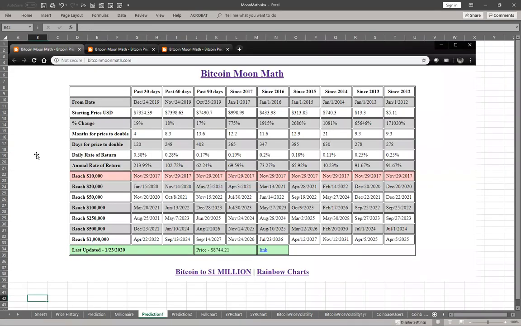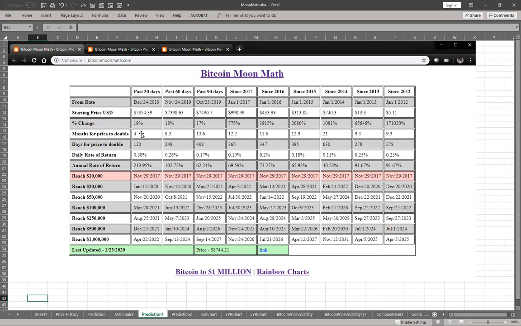This table is from BitcoinMoonMath.com. It shows the history of the prices on 30 days all the way back to 2012, so the different time frames. It takes the price on that day and figures how much the price has changed in the past 60, 90 days, and how many months it'll double based on the last 90 days.